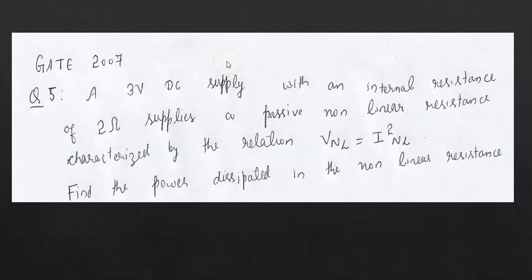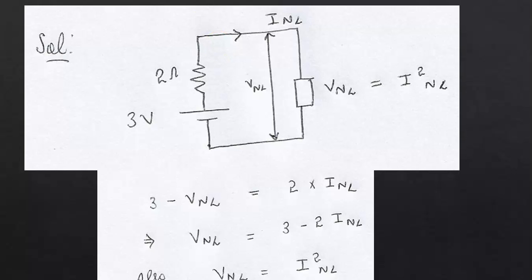Now we move on to the next numerical. In this numerical, a 3 volt DC supply with an internal resistance of 2 ohms supplies a passive non-linear resistance characterized by the relation VNL is equal to I square NL. Find the power dissipated in the non-linear resistance. First we will make the circuit as given in the problem. So a 3 volt DC supply is with an internal resistance of 2 ohm. So 3 volt in series with 2 ohm, and a non-linear resistance is connected across it. So VNL is connected across it.